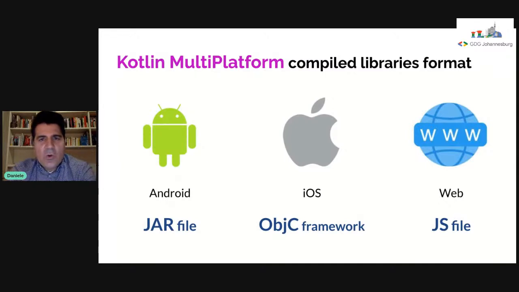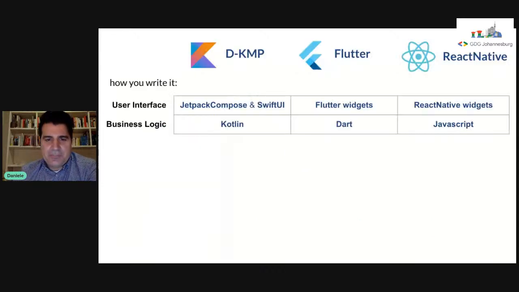Okay, so all the code of the business logic that we write in Kotlin multi-platform is compiled to a library. And let's see which are the compilation formats for the different platforms. In Android, our business logic is compiled as a jar file, which is a totally native format for the Android platform. In iOS, it's compiled as an Objective-C framework, which is also fully native. And for the web, it's compiled as a JS library.